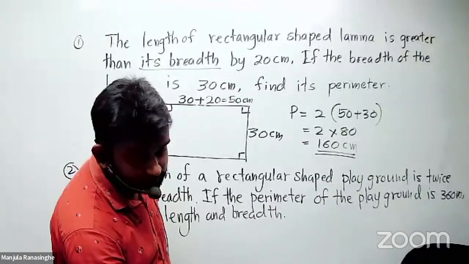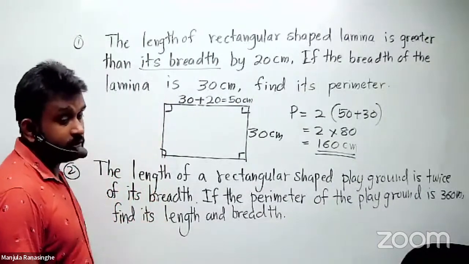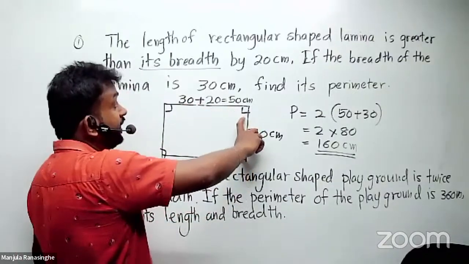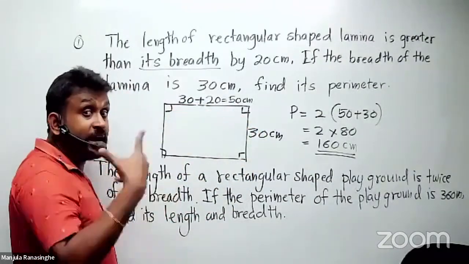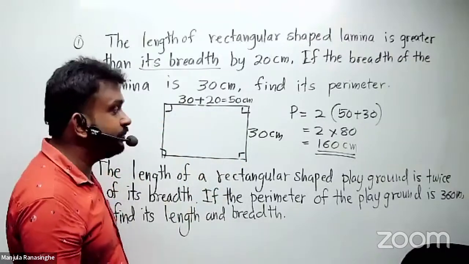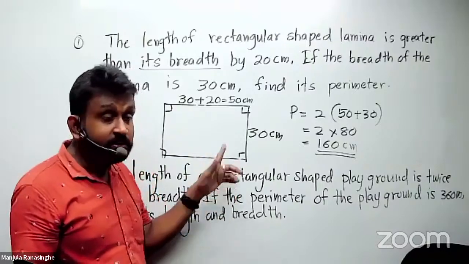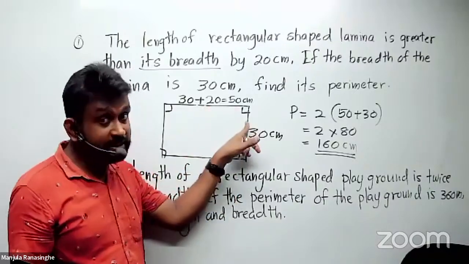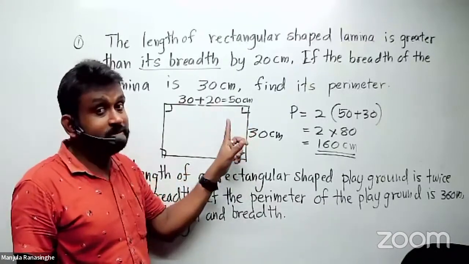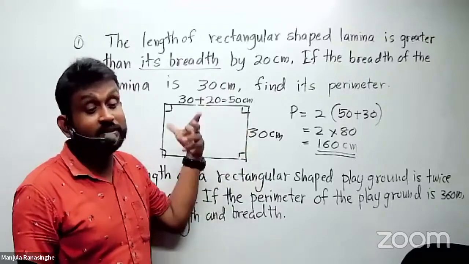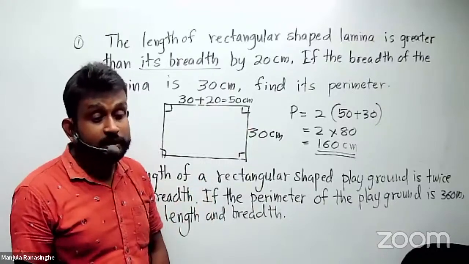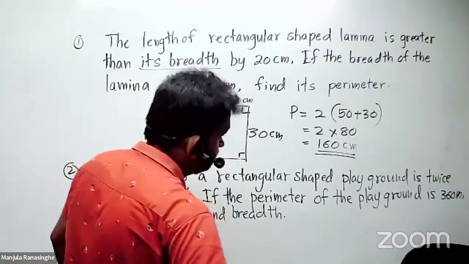Right, very good. Okay. So that is how you do it: breadth is 30, length is 20 more than that, so 30 plus 20. Imagine they mention 10 less than that; then 30 minus 10. Twice of the breadth means double the breadth. That is how we apply such words to numeric figures. Okay. Fine.